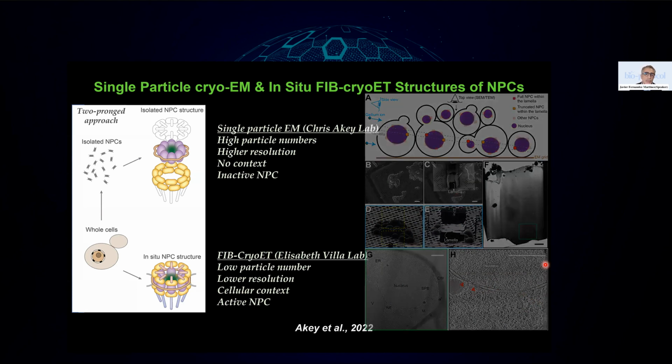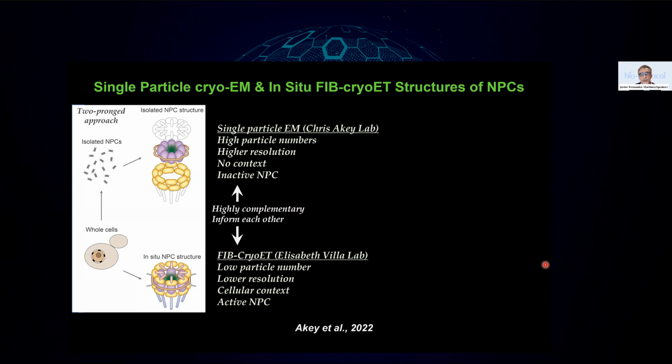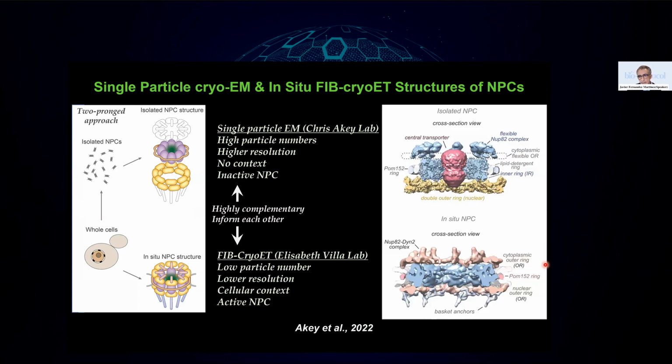So again, these two maps will be highly complementary and informing each other about different aspects of the structure of the NPC. Here you have a picture of the final maps. This is the single particle cryo-electron microscopy map that gave us amazing resolution, close to 6 angstrom. Basically, we were able to see the secondary structure of most of the components of the NPC. And we also got a very beautiful in situ map that is informing us about other parts of the NPC that were not so well resolved in the single particle.